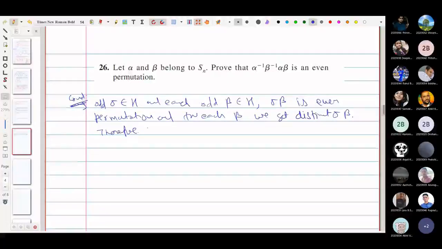So therefore there are at least as many even permutations as there are odd permutations.